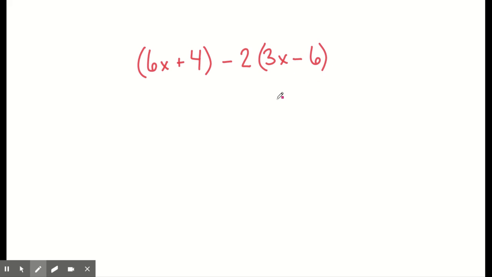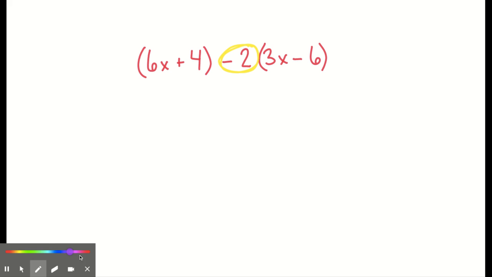All right, so let's see what we're working with. We have one expression here. We have another expression here. And we're subtracting them. So we should already automatically be thinking to ourselves, okay, I need to distribute this negative so I can start adding. Now, the difference with this problem is there is a 2 that has to go with that negative. We have to distribute that 2 as well.